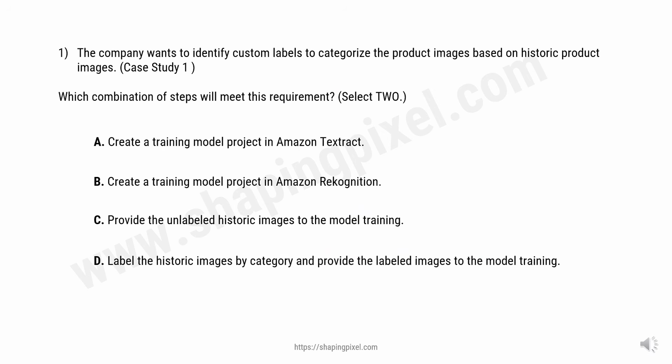Question number 1. The company wants to identify custom labels to categorize the product images based on historic product images. Which combination of steps will meet this requirement? Select any 2 options. Option A. Create a training model project in Amazon Textract. Option B. Create a training model project in Amazon Rekognition. Option C. Provide the unlabeled historic images to the model training. Option D. Label the historic images by category and provide the labeled images to the model training.